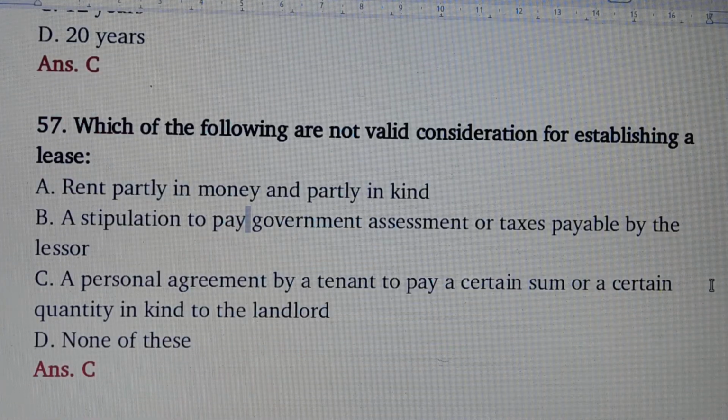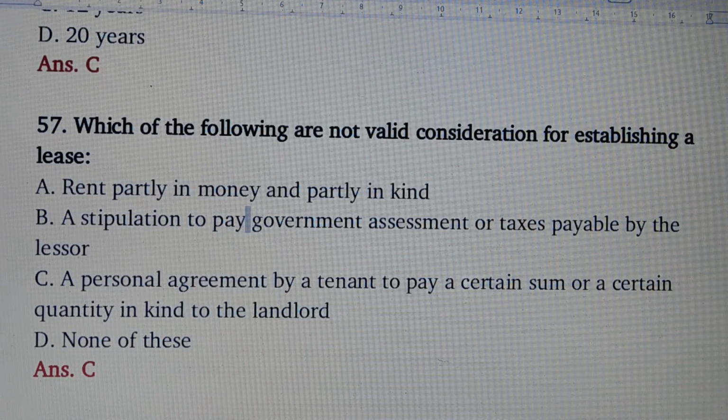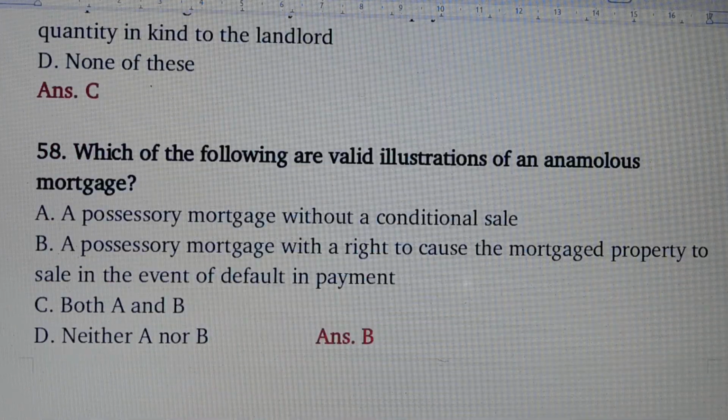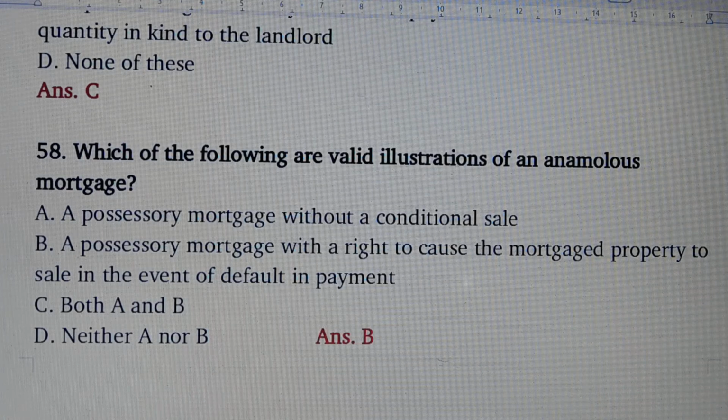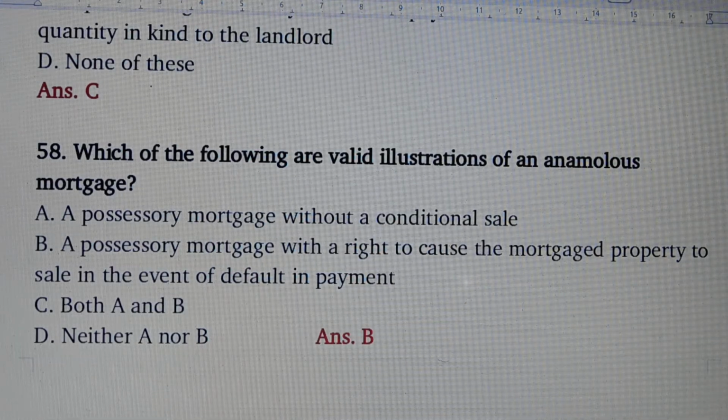Question number 57. Which of the following are not valid consideration for establishing a lease? Answer is option number C, a personal agreement by a tenant to pay a certain sum or a certain quantity in kind to the landlord. Question number 58. Which of the following are valid illustrations of an anomalous mortgage? Answer is option number B, a possessory mortgage with a right to cause the mortgage property to sell in the event of default in payment.